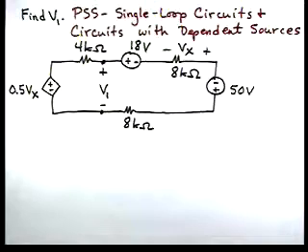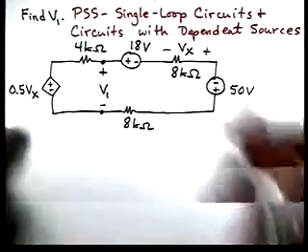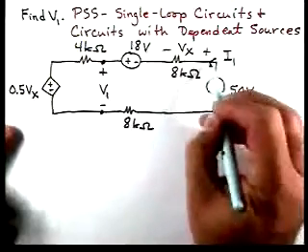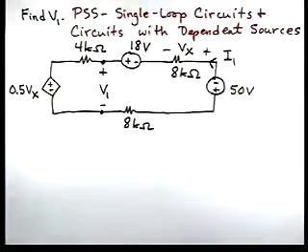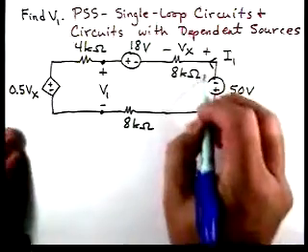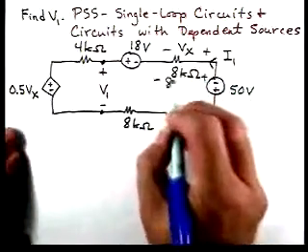Okay, our first step in solving a problem like this is to assign a current, and I'm going to assign a current I1. I'm going to assign it in that direction. Then the next step of our problem solving strategy for single loop circuit says now define a voltage across all these resistors in terms of the assigned current.